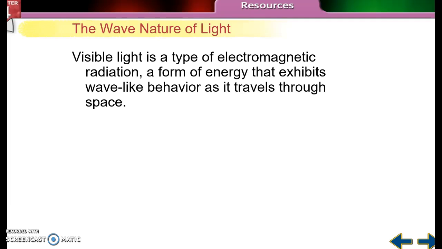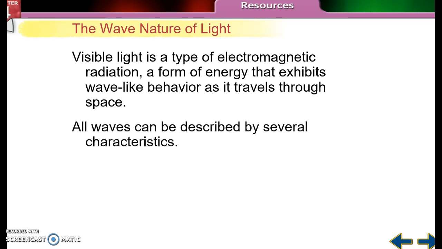So the first thing to remember is that light is electrons. Okay? So, visible light is electromagnetic radiation. What that means, it's electrons. It's probably aligned upon the magnetic poles of Earth or the Sun, and it is a form of energy that exhibits wave-like behavior as it travels through space. All waves can be described by several characteristics, and we're going to look at those characteristics.